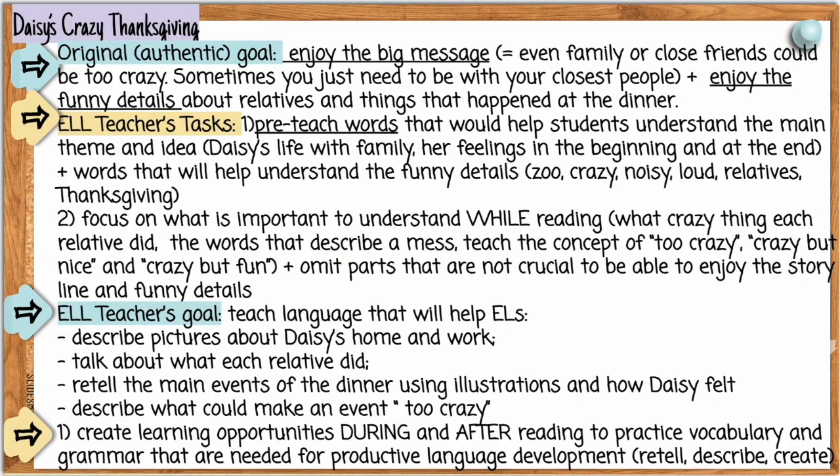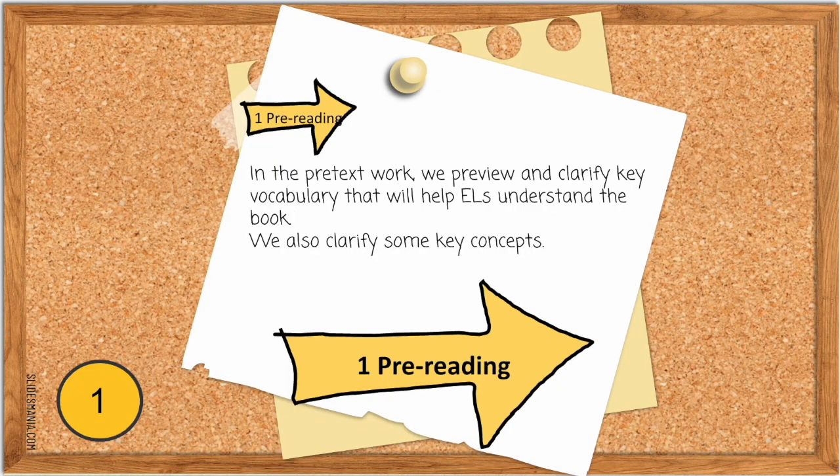Now, there are lots of notes that I jotted down as far as Daisy's Crazy Thanksgiving, and I'm not going to read all of them to you. You will have access to all of this. I just wanted to say that I was clear about the big message, which for me was that family or close friends could be too much sometimes for us or too crazy, and we should be able to just choose to be with our closest ones or by ourselves. And I also wanted my students to enjoy all of the funny details about relatives and things that happen at the dinner. Now, this should help you explain why I did what I did.